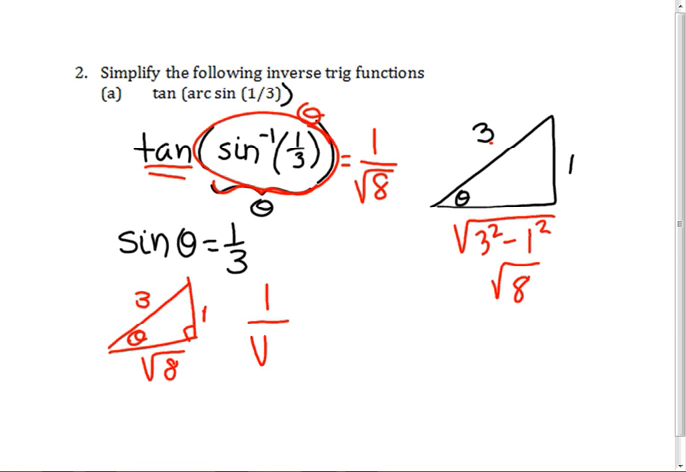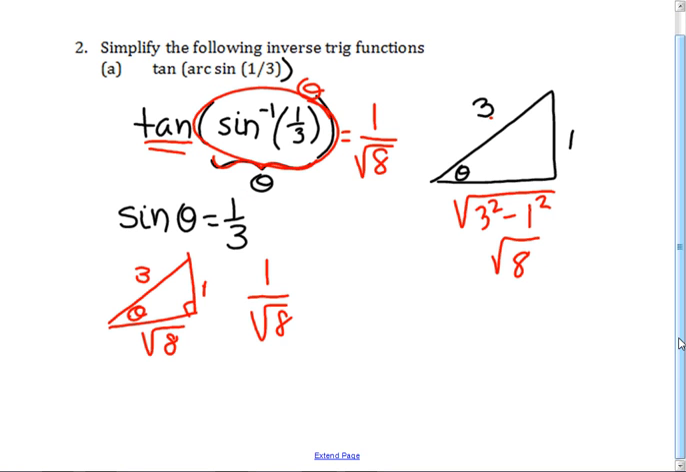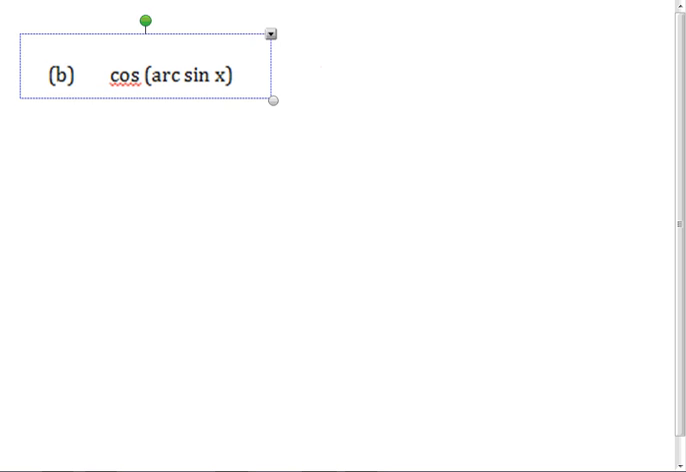Guess what? We're going to do more of these. But we're not going to do numbers. We're going to do letters. Is that okay? I can do letters. Numbers screw me up. Okay. Why am I doing this? Because I want to get to the derivative of the inverse trig functions.